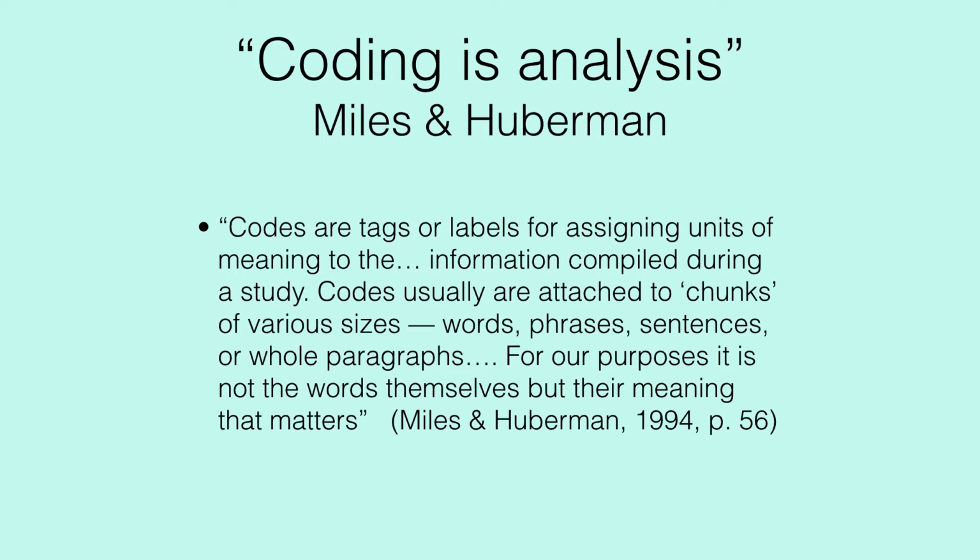But this is confusing, isn't it? Codes are tags or labels, and to code is to assign units of meaning. What exactly is a unit of meaning? And what does it mean to assign it to a chunk? And what does it mean that a chunk could be a word or a phrase or a sentence or a paragraph? It's not clear what exactly it is that we should be coding. Often students are taught to code every line in a transcript, but the lines are completely arbitrary. If you change the margins on a transcript, the lines will change.